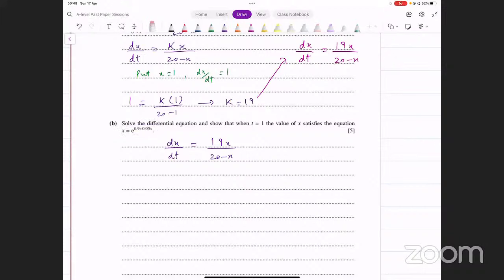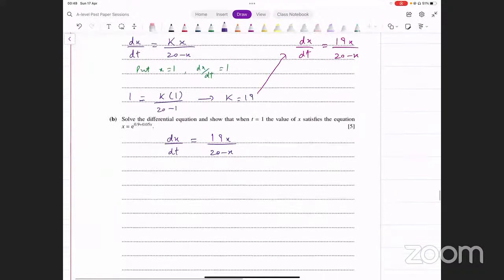Okay, let's solve this differential equation. Solve करने के लिए क्या करते हैं? We separate the variables first. यहाँ पे t तो है ही नहीं, x ही है सिर्फ. x वाली सारी टर्म्स को लेफ्ट पे ले जाते हैं. We get 20 minus x over 19x dx. On the right side, we've got dt. Let's integrate both sides. इधर इंटीग्रेशन का साइन लगा दिया, इधर इंटीग्रेशन का साइन लगा दिया. But now, of course, when you integrate both sides, left side is going to be integrated with respect to x, and the right side is going to be integrated with respect to t.